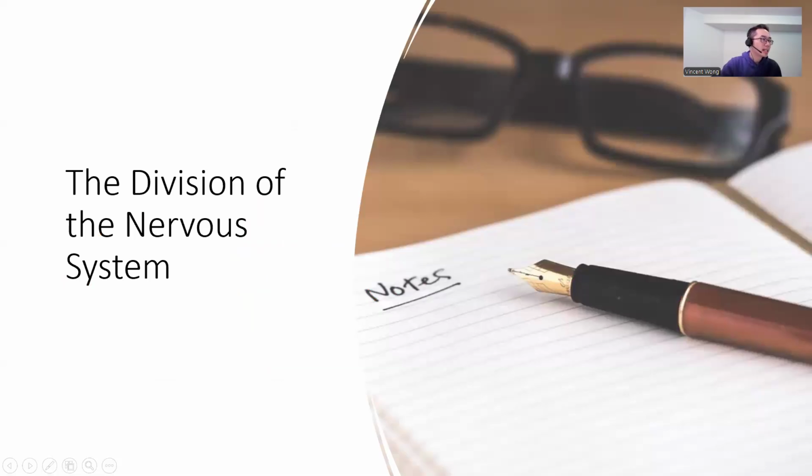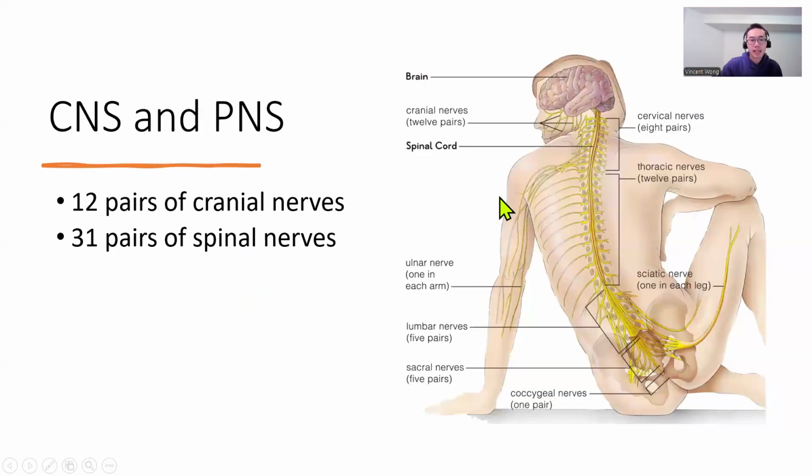All right, we're going to take another note here and talk about the division of the nervous system. But before that, I want to show you one more picture, okay? This will perhaps give you a better understanding of the central nervous system versus the peripheral nervous system. I'll write the names out for you in a bit, okay? Once again, the central nervous system only contains two things. That's the brain right here, and then your spinal cord.